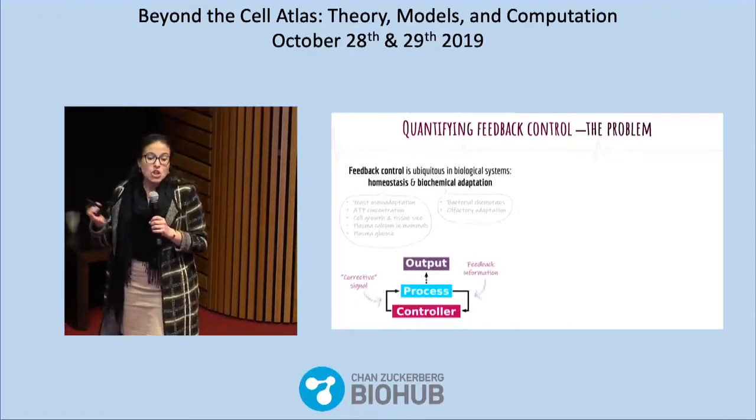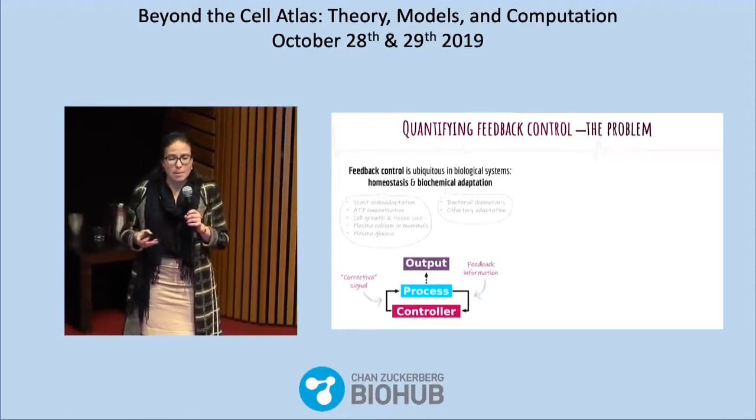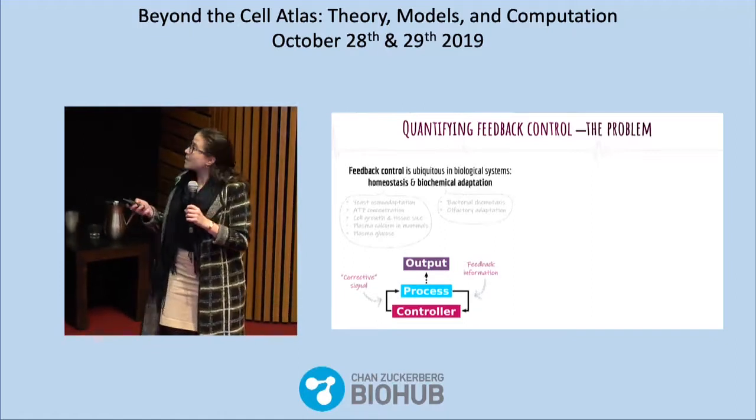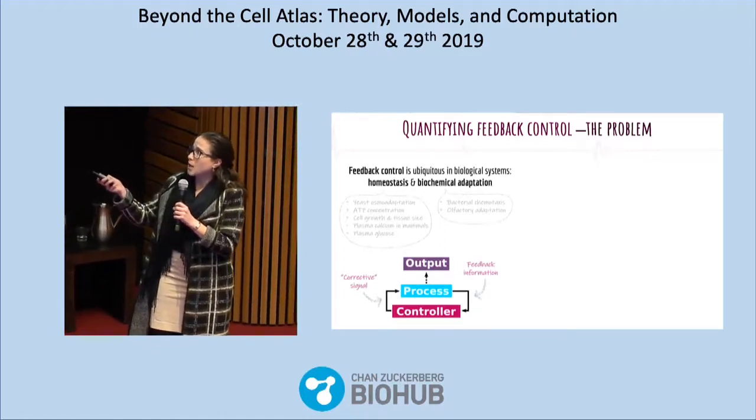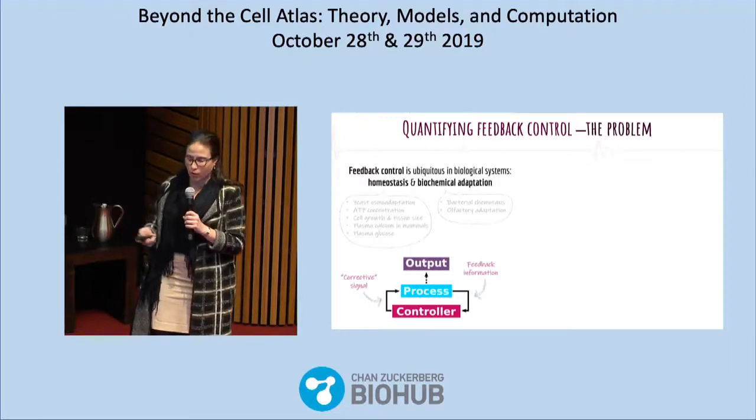Now, in general, any system displaying feedback control can be described as in this diagram, where you have an output of interest that represents a measurement of a process to be controlled, and then the controller senses the process state and sends a corrective signal accordingly.